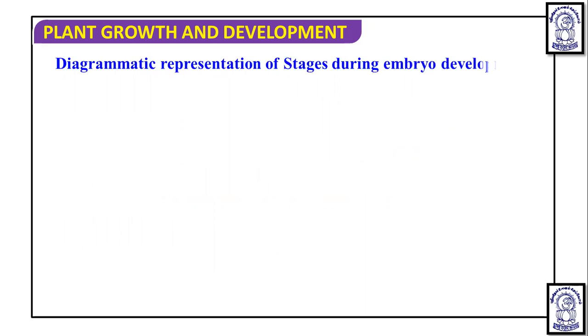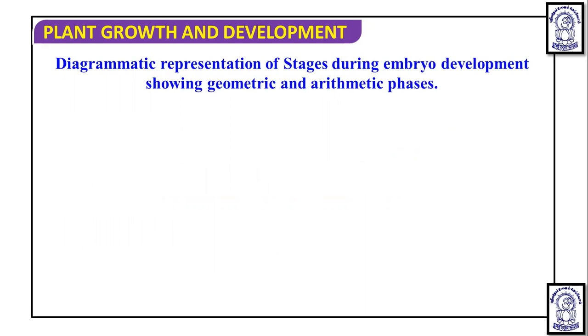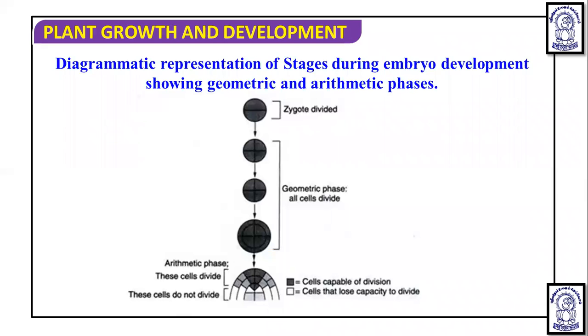So the diagrammatic representation of the stages during embryo development is given in NCERT. Now here we have a zygote, and this zygote is getting divided. It can divide into two cells. Out of two, four cells will be produced. Out of four, eight cells are going to be produced. So initially you will follow the geometric phase because all cells are dividing. But after a certain period of time, when the differentiation starts, the arithmetic phase starts, where some cells are dividing and some cells are not dividing. So some cells are capable of division and some cells are not capable of division. After a certain period of time during the differentiation, the arithmetic phase continues or starts.